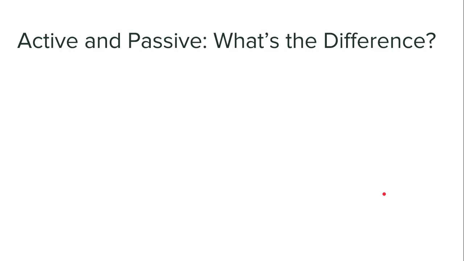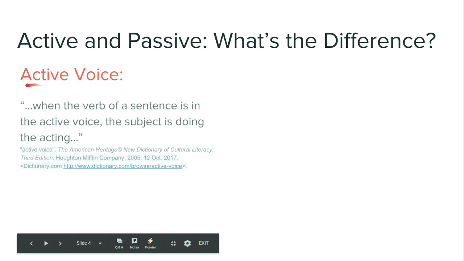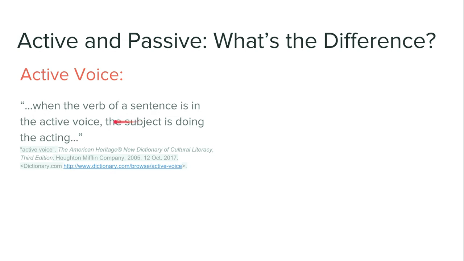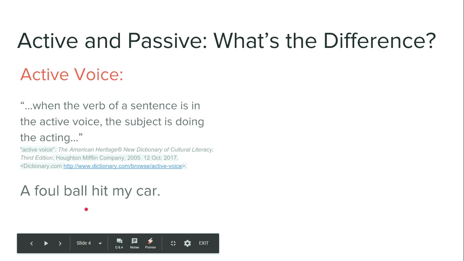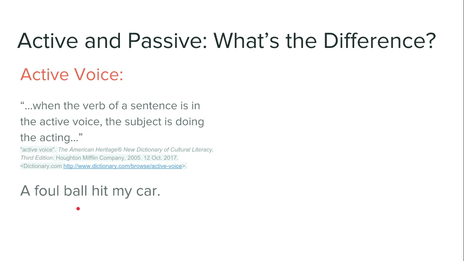First of all, we're just going to do a very brief overview of the difference between active and passive voice. Active voice, and this is the dictionary definition: when the verb of a sentence is in the active voice, the subject is doing the acting. Okay, this is just a regular basic sentence. A foul ball hit my car. What's doing the action? The foul ball. Conveniently, the foul ball is the subject.